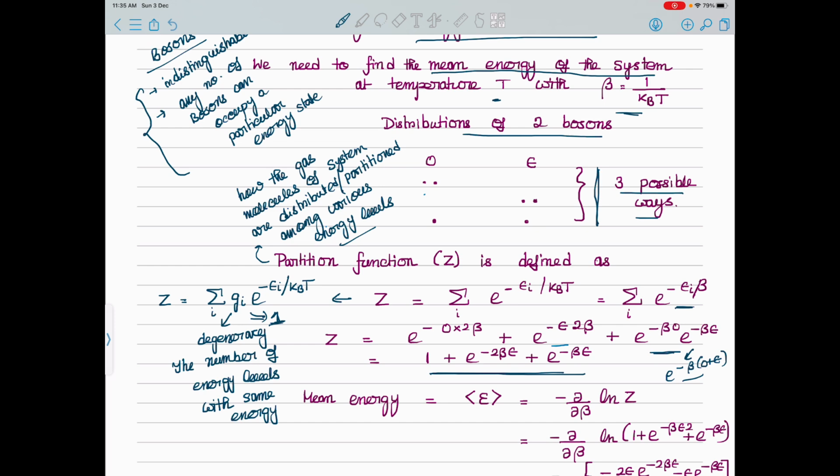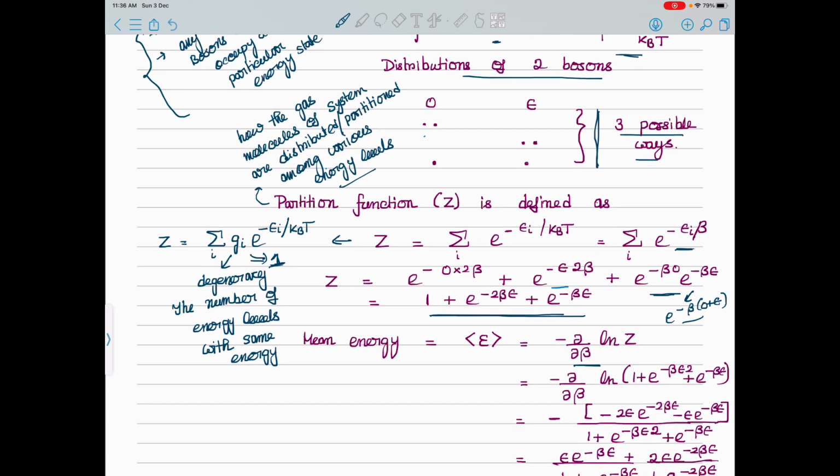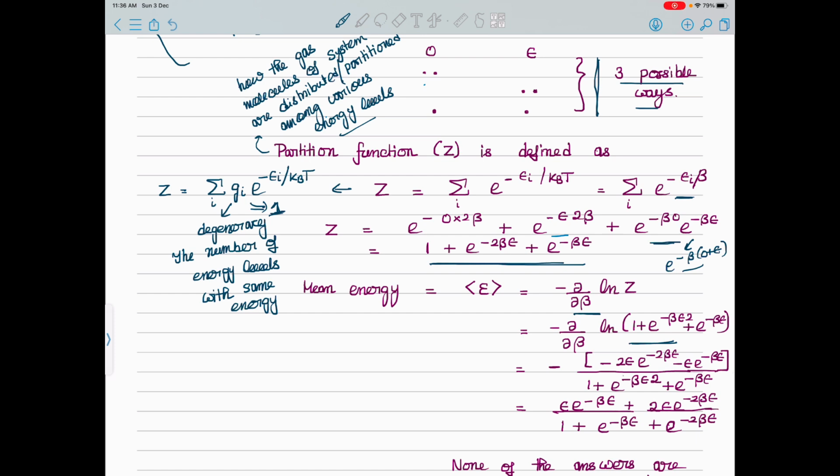That is how the gas molecules of the system are distributed among various energy levels. Now, the mean energy of the system is defined using the partition function as minus the derivative with respect to beta, where beta is 1 upon kBT, of log Z. Once we do this derivative, the derivative of log Z gives 1 upon Z, and then Z is differentiated with respect to beta. We get epsilon e to the power minus beta epsilon plus 2 epsilon e to the power minus 2 beta epsilon, divided by the partition function. That is the mean energy of the system.